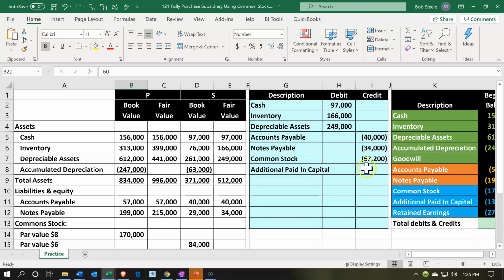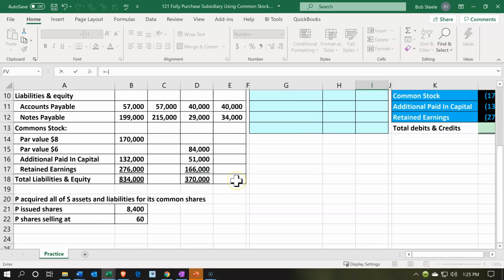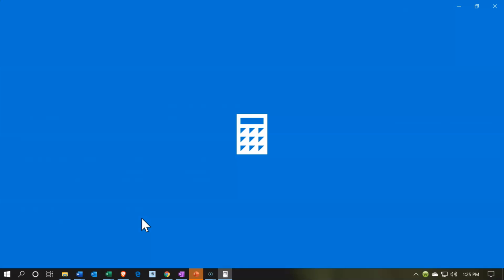So the calculation then, we're going to say, all right, well, let's say equals, I'm going to say negative, I'm going to put brackets around this, and I'm going to say, all right, well, it's $60 minus, oops, I pulled up the calculator, I think.